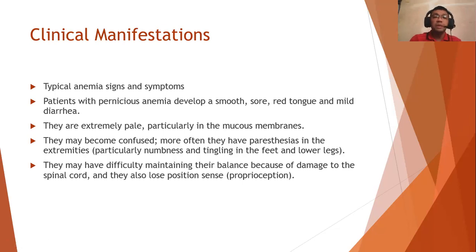They will appear extremely pale, particularly in the mucous membranes, and patients with pernicious anemia develop a smooth, sore, red tongue, and mild diarrhea. They may become confused. More often, they have paresthesias in the extremities, which is the numbness or tingling sensation in the feet or lower legs. So, in Tagalog, ito yung parang nakukuryente, yung mga extremities nila, lalo sa may paa.